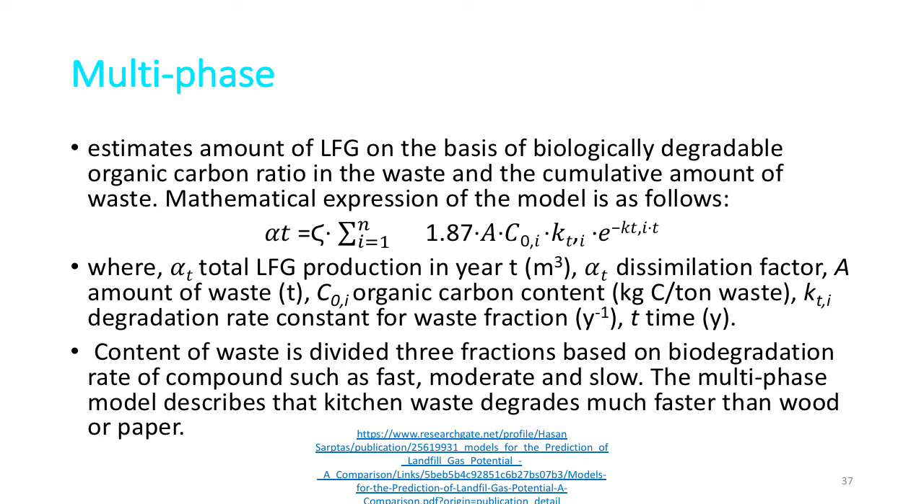The content of waste is divided into three fractions based on the biodegradation rate of the compound, such as fast, moderate, and slow. The multi-phase model describes that kitchen waste degrades much faster than wood or paper.